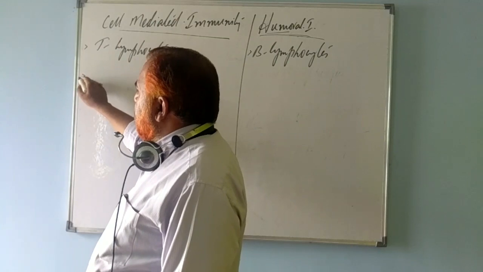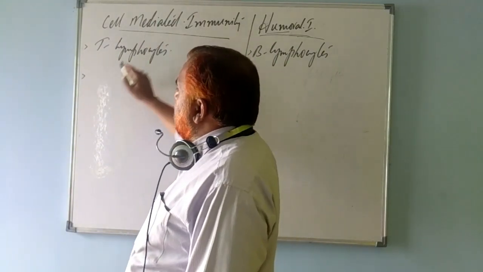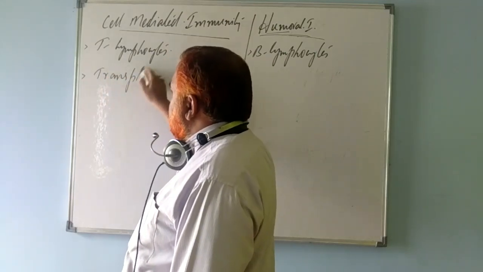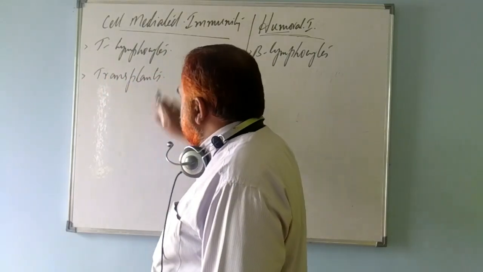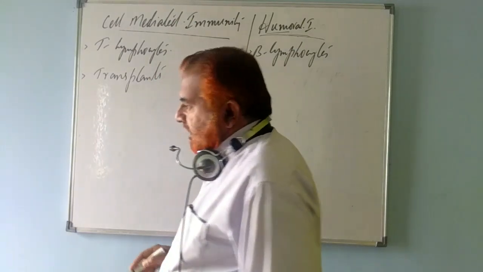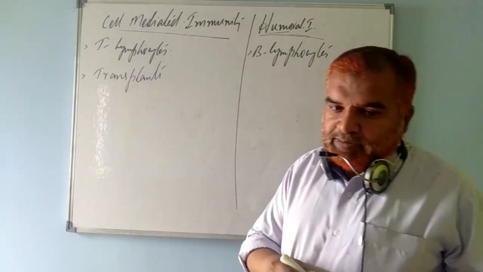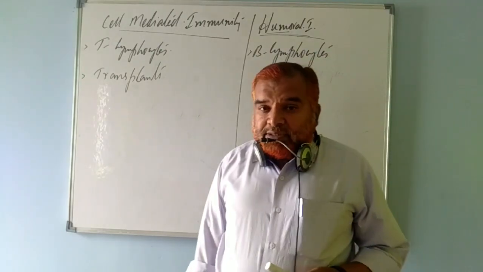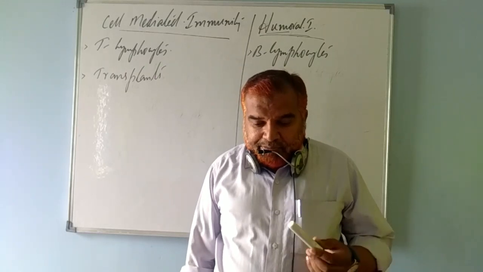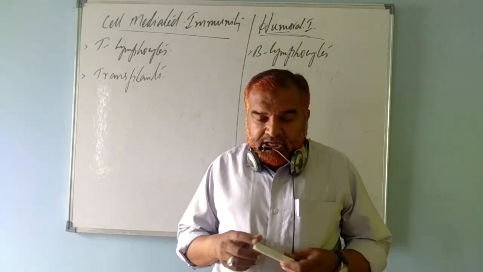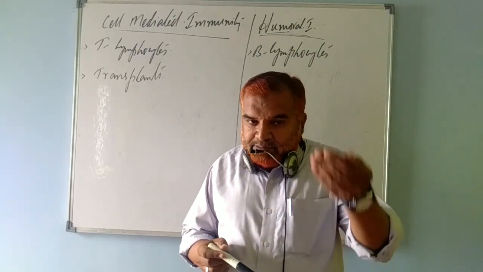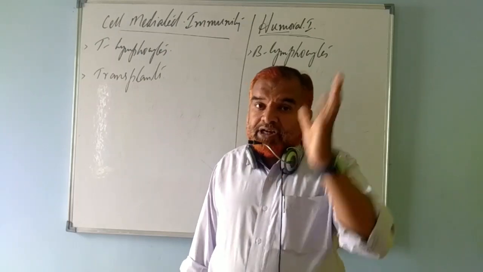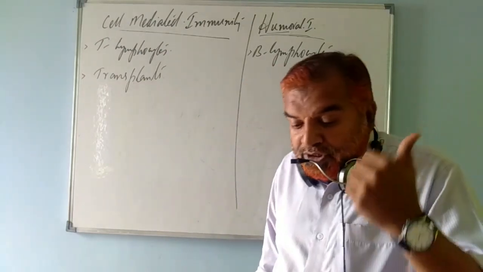Cell mediated immunity shows immunity against transplants, body transplants. For example, in some person organ transplantation has taken place. In your first year you studied renal transplantation, kidney transplantation. When organs are transplanted into one's body, his body identifies this organ as a foreign organ, an organ which doesn't belong to his own body.